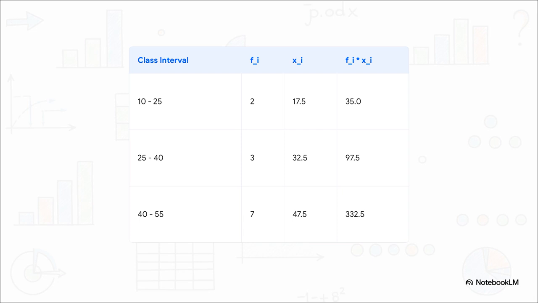We've got our class intervals on the left, and the number of students, which is our frequency, or Fi, right next to it. And we've calculated our class mark Xi for each row. Now we just simply multiply the number of students by that class mark to create our brand new Fi times Xi column. So for example, 2 students times a class mark of 17.5 gives us exactly 35.